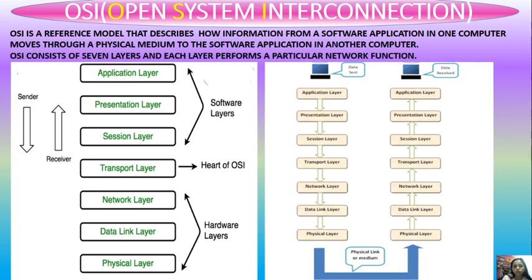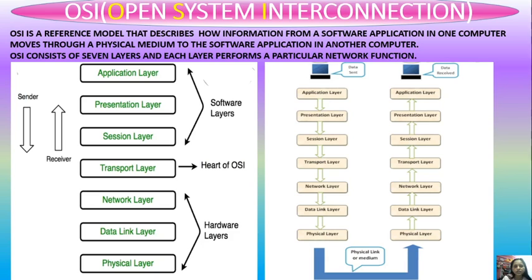layer. So what are the network layer and data link layer? That's why I have included this particular slide here, OSI, so that you can understand that a bridge is a data link layer device and a gateway is a network layer device. OSI means Open System Interconnection. So what is it? OSI is a reference model.